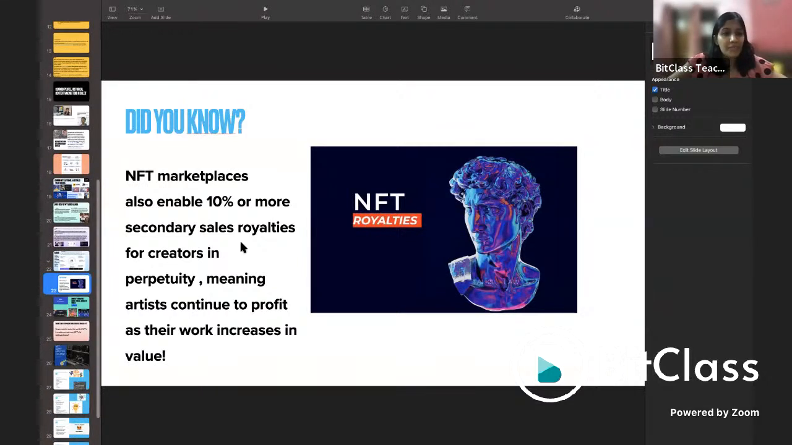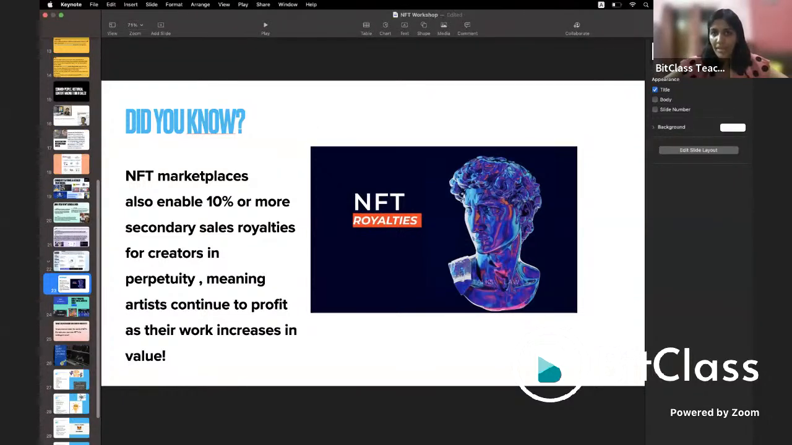Okay, let us talk about royalties first. NFT marketplaces enable 10% or more. 10% is the minimum. If you want, you can put more, in perpetuity. So let me make you understand. Let's say I'm an artist. I sold my NFT for 100 rupees, but I enabled a 10% royalty on the same.